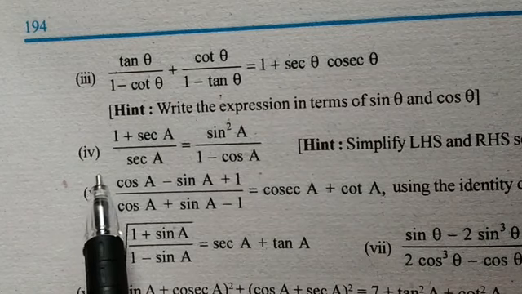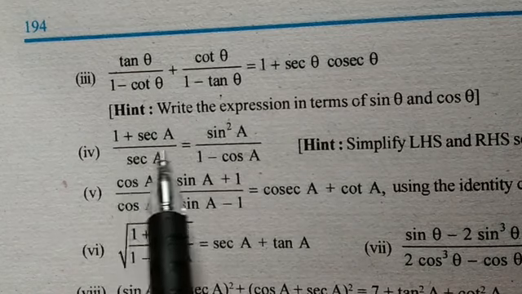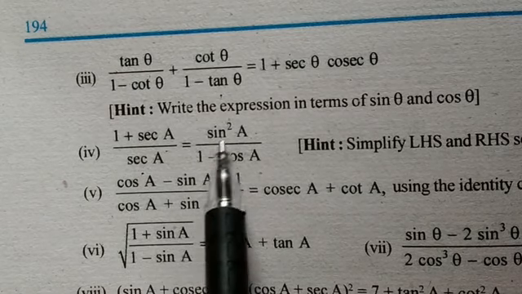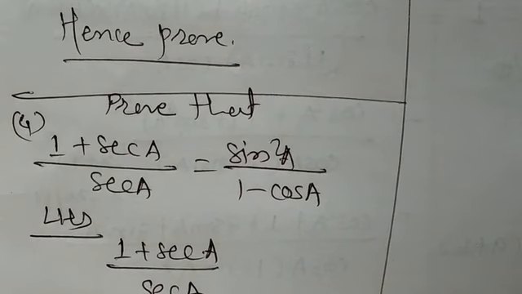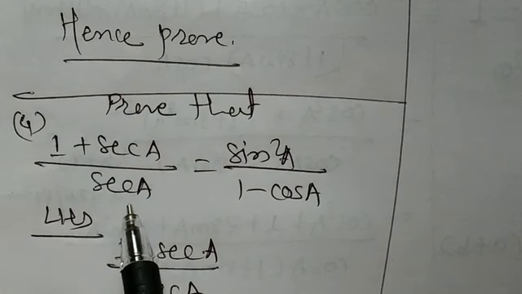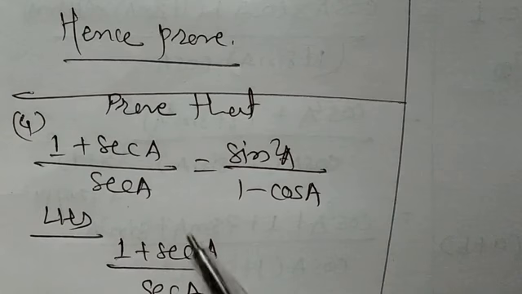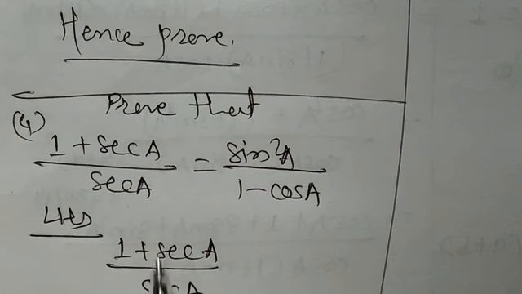Question number 4 is again: (1 plus sec A) upon sec A is equal to sin square A upon 1 minus cos A. We will do it now. Prove that (1 plus sec A) upon sec A is equal to sin square A upon 1 minus cos A. Take the left hand side, which is (1 plus sec A) upon sec A. Now this is not in terms of sin and cos form, so convert it in terms of sin and cos.